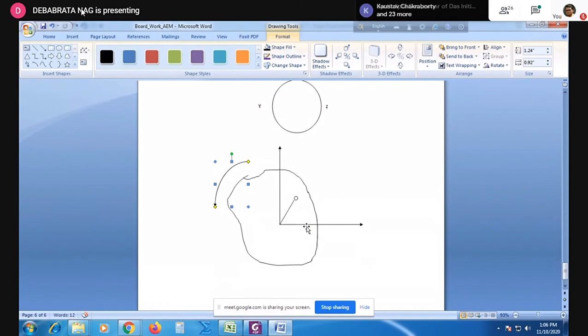So it will be a circular path, right? Its center is this point A, and its radius is this eccentricity. So suppose this one is rotating with angular velocity and angular acceleration, then what will happen?